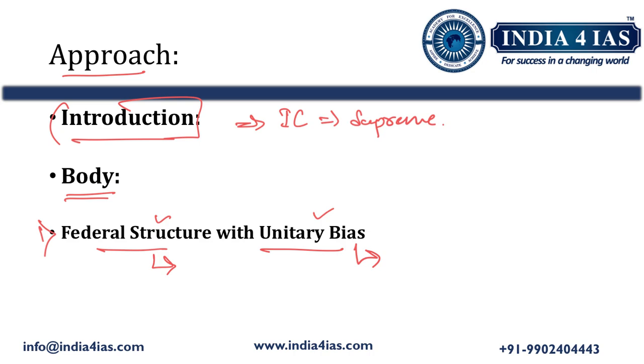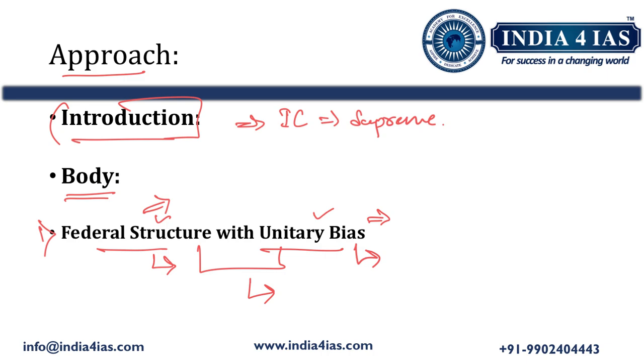Then how is it balanced? What is the balancing thing here with federal structure and unitary bias? With this federal structure and unitary bias, it allows India to maintain unity and integrity while accommodating diverse regional needs. Federalism accommodates the diverse regional needs, and the unitary bias ensures the unity and integrity of the nation.